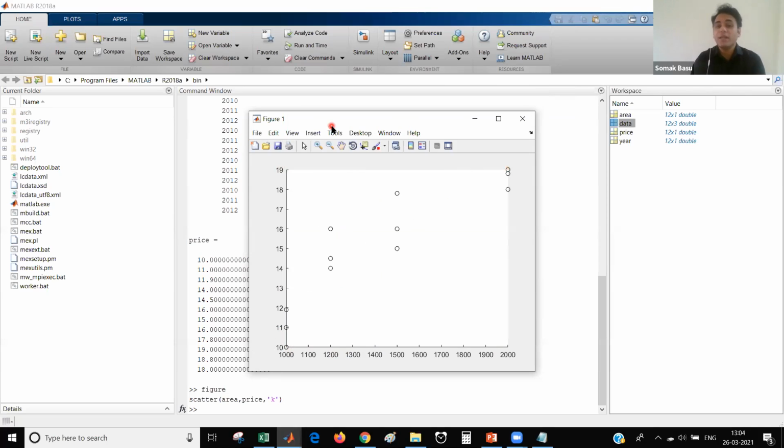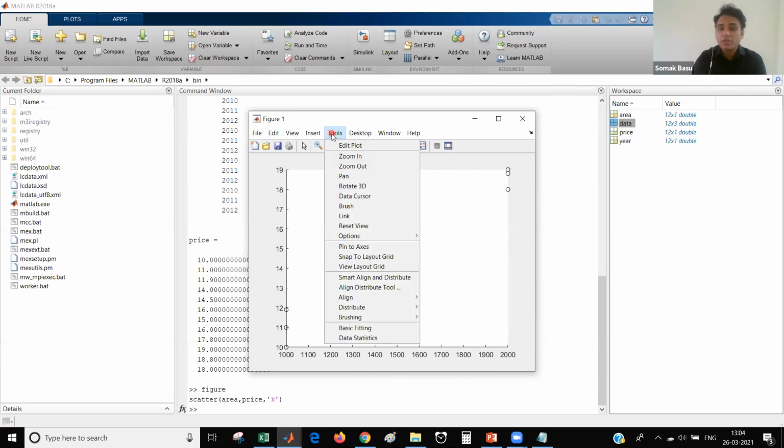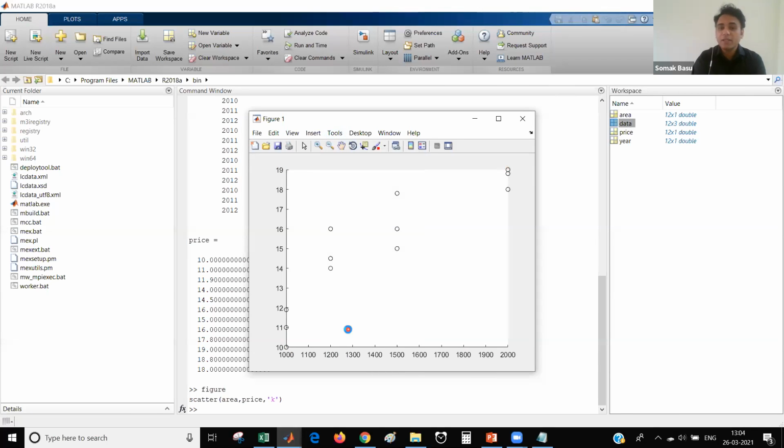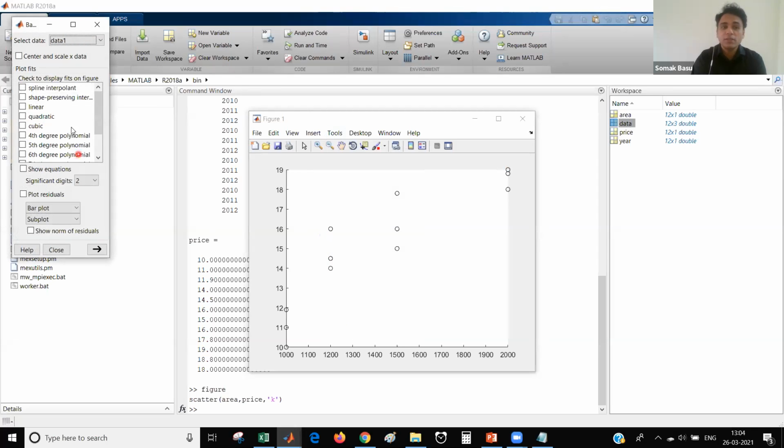How can you see the relationship? You can go to tools, then basic fitting, then you can go to, say, linear. See, can you see now? So this is kind of a linear relationship between the area of the house and the price of the house.